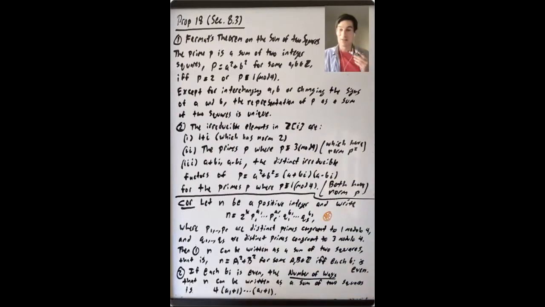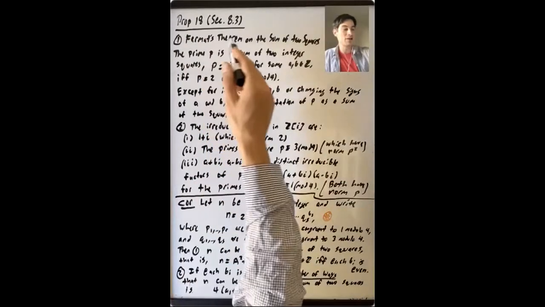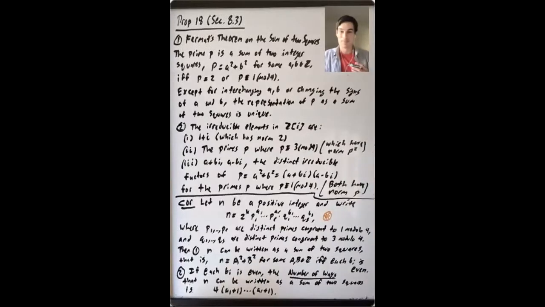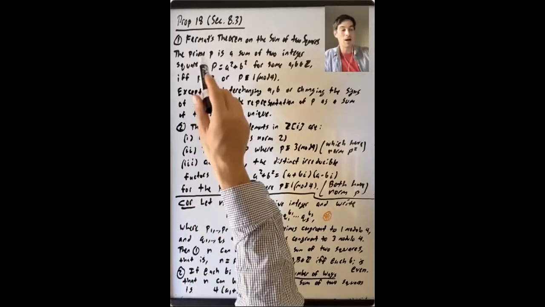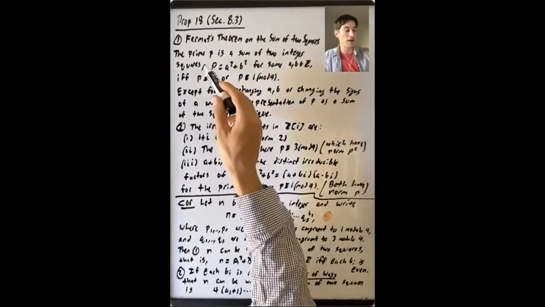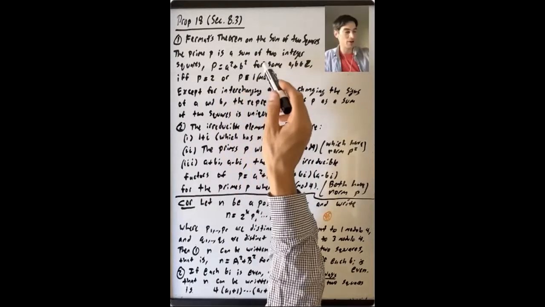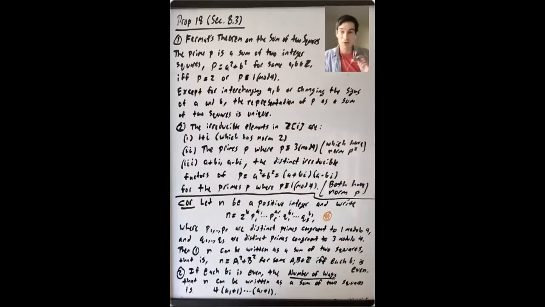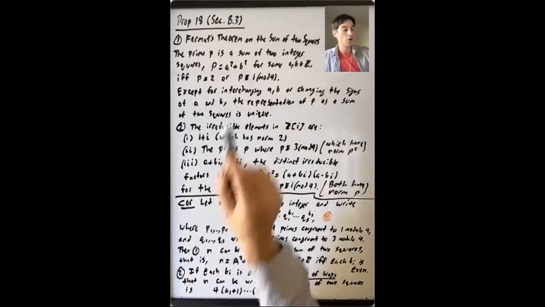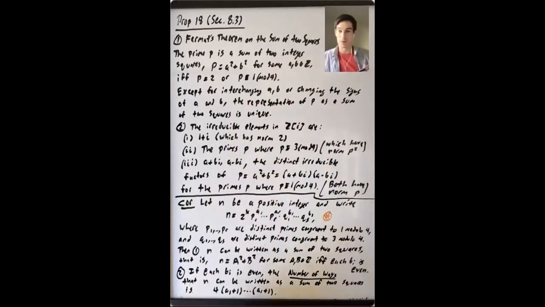All right, let's state the big theorem of this part of section 8.3, which is proposition 18. The first part is Fermat's theorem on the sum of two squares. And this characterizes exactly when a prime can be written as a sum of two integer squares. The prime P is a sum of two integer squares, P equals a squared plus b squared for some a, b in Z, if and only if P equals 2 or P is congruent to 1 modulo 4.